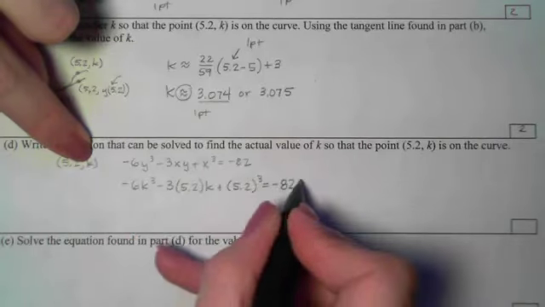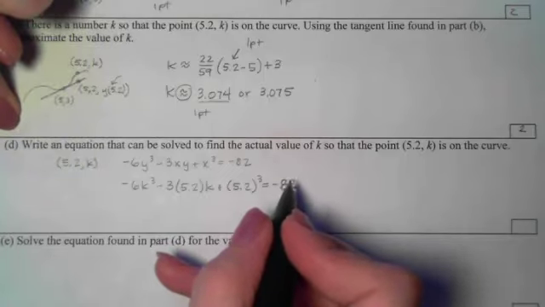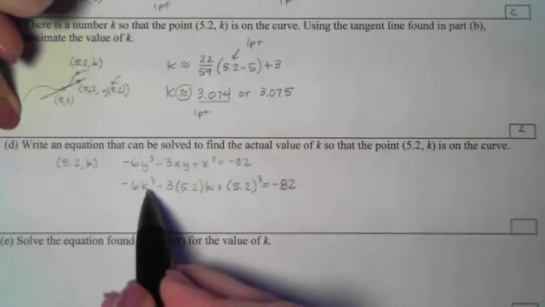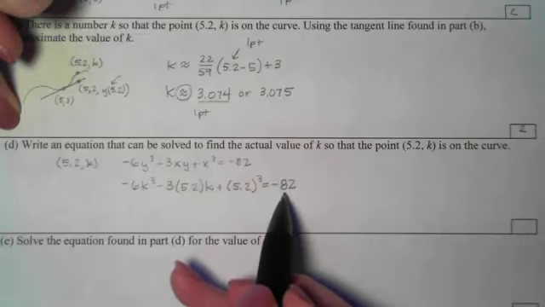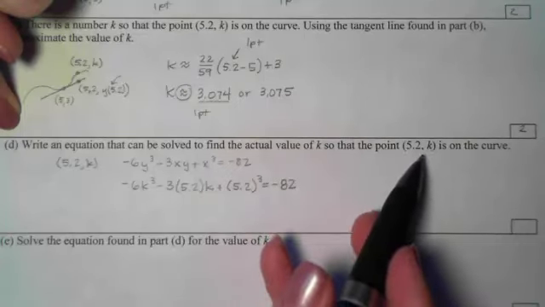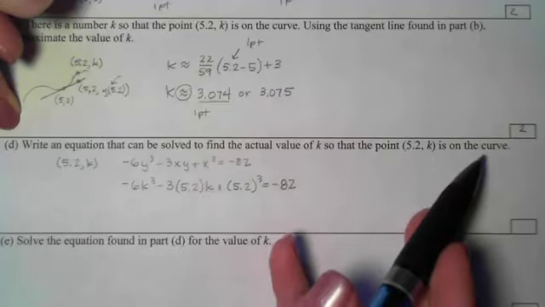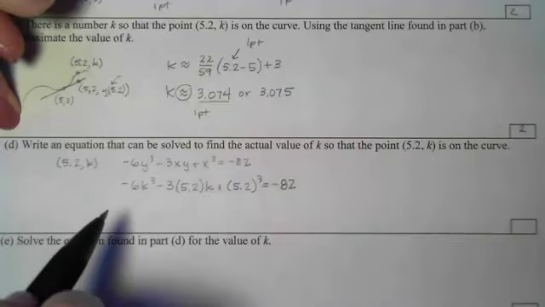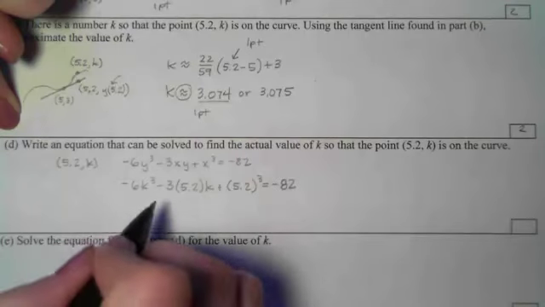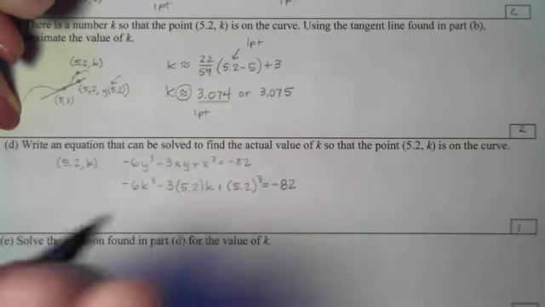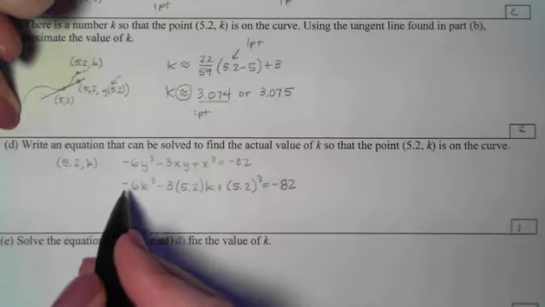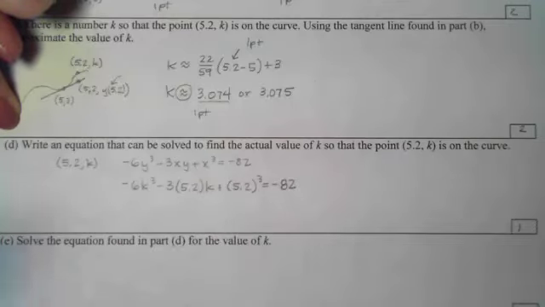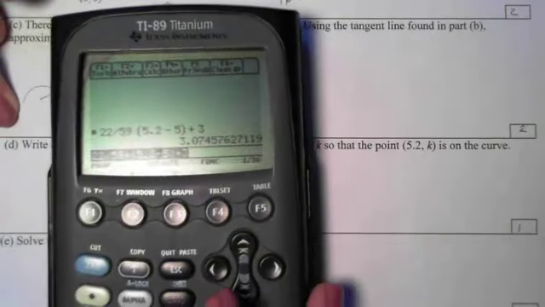So writing this equation is what they're asking for in part D. Notice that if I find out what k is, then this would become a true statement. So the point (5.2, k) would be on the equation of the curve's graph. So if we look here, that's 1 point for writing the equation. In part E, we actually want to solve that. So that means we're just going to plug this into our calculator and solve it. So that's what we're going to do next.